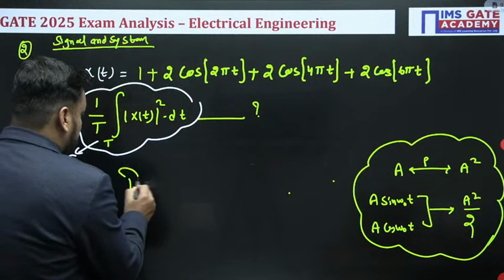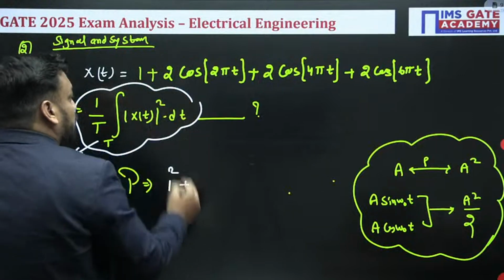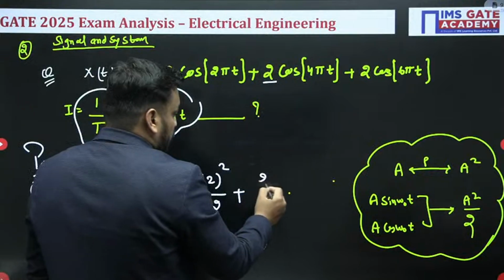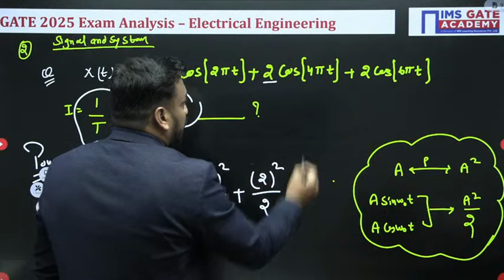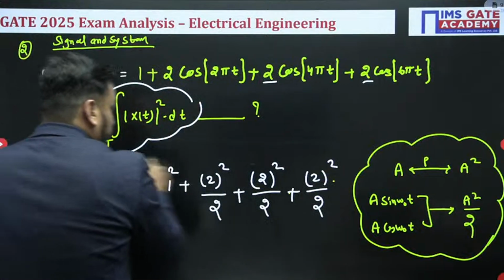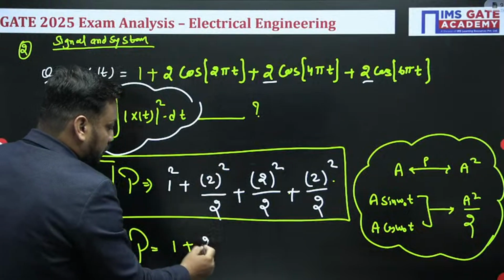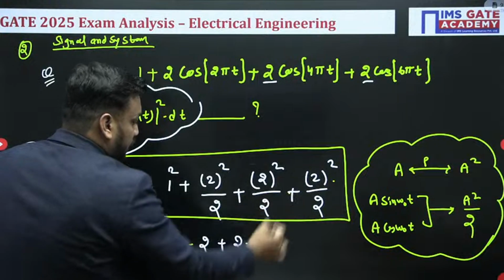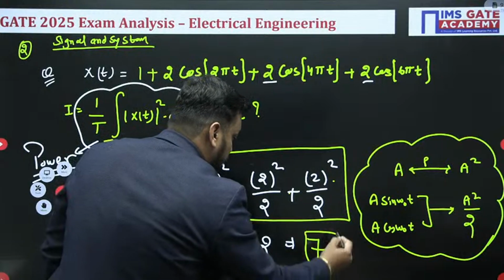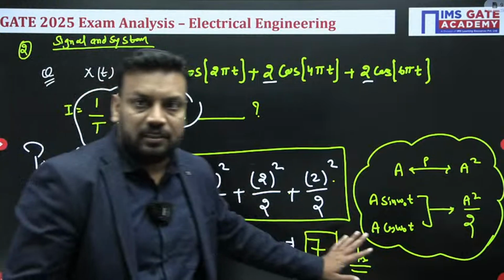Now the power calculation simple formula, what you need to do directly: DC means A whole square, that is 1 whole square, plus A square by 2. It means you should write here 2 whole square by 2. Again the amplitude is 2, so again you need to make 2 whole square by 2. And again magnitude is 2, so you have to make 2 whole square by 2. So when you solve this, you will get the correct answer, guys. Very easily you can get 1 plus 2 whole square by 2, that is 4 by 2 is 2, again 4 by 2 is 2, again 4 by 2 is 2. So 2 plus 2 plus 2, 6 plus 1, 7. So the final answer for this question is 7. Whether it is a NAT question or an MCQ question, you can check. The correct answer is this only.